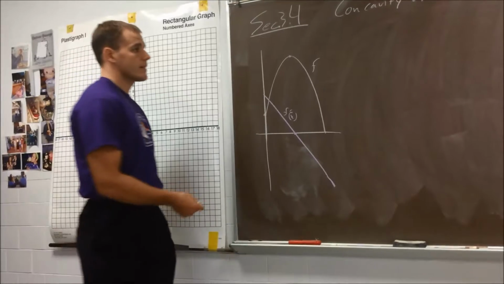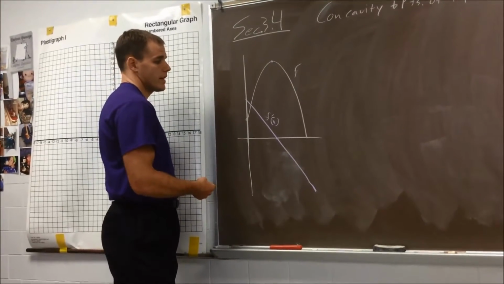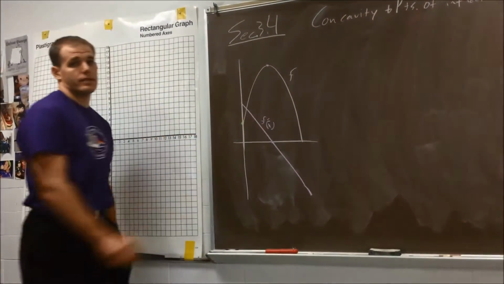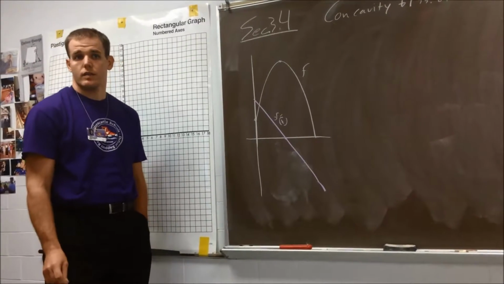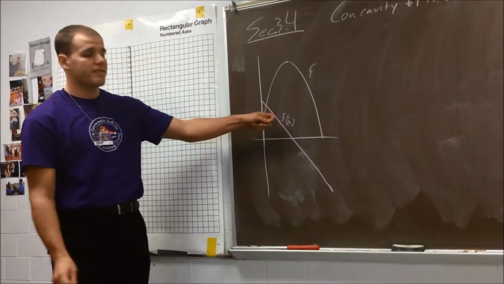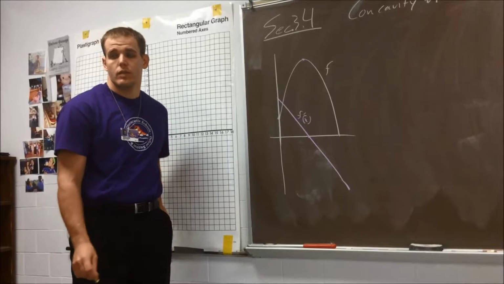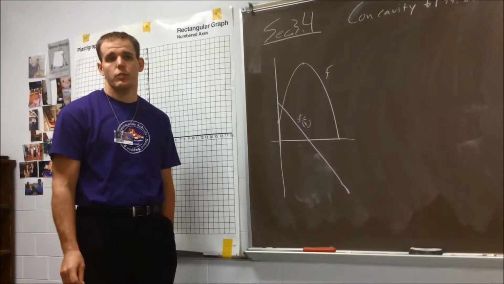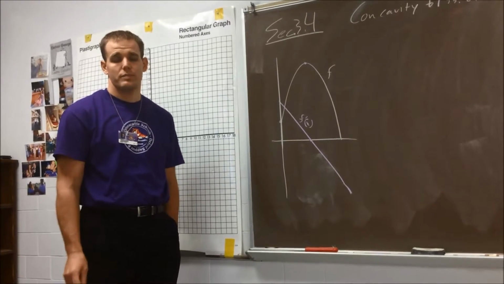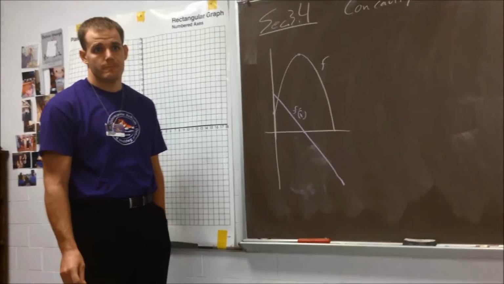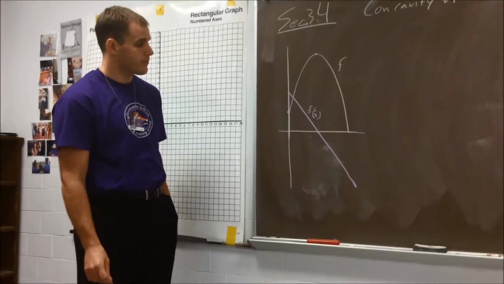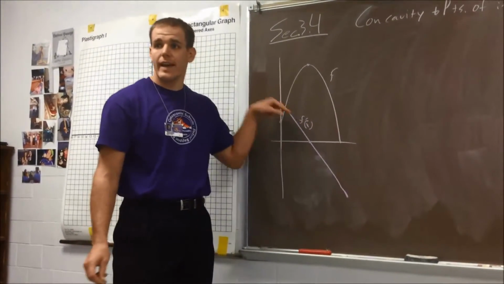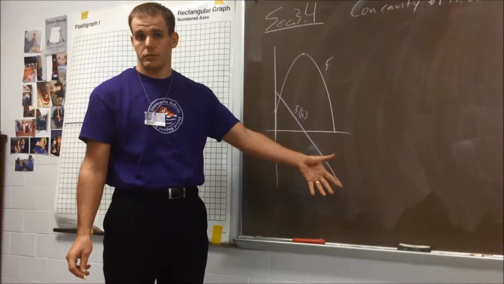All right. If we had to derive f prime of x here, it would be a horizontal line, and what would it be? The acceleration, right? In this case, it's going to be negative 32.